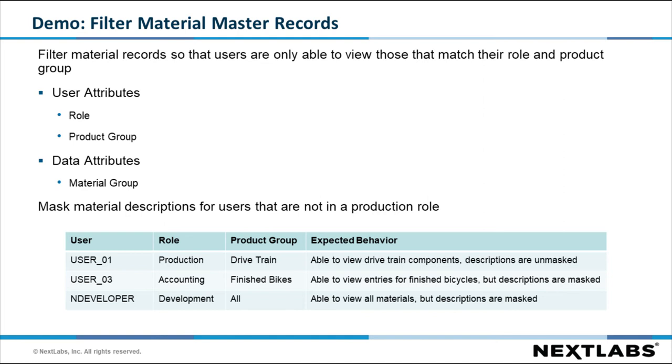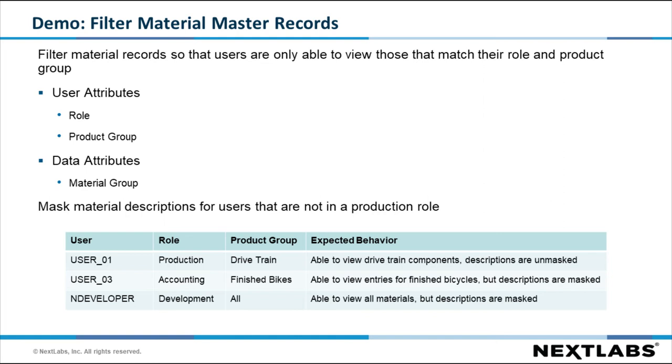We have three users in this demonstration. The first, User 01, is in a production role for the drivetrain group, so we'll be able to see unmasked records for materials related to that group. The second user, User 03, is in an accounting role for the finished bikes group, so we'll be able to see the material records for that group, but we'll have the descriptions masked.